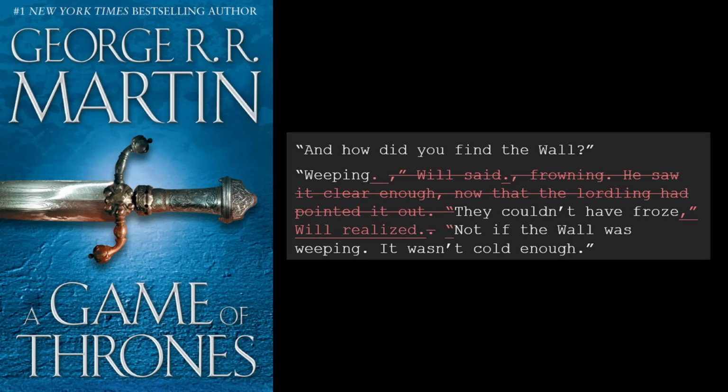So how you do that is, "And how did you find the wall?" "Weeping. They couldn't have froze," Will realized. Not if the wall was weeping. It wasn't cold enough. Right?